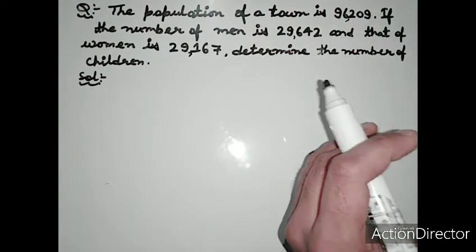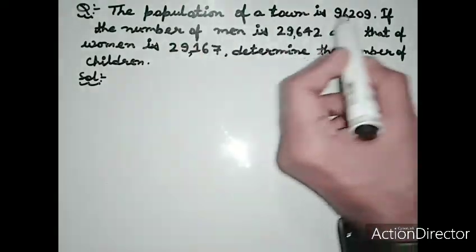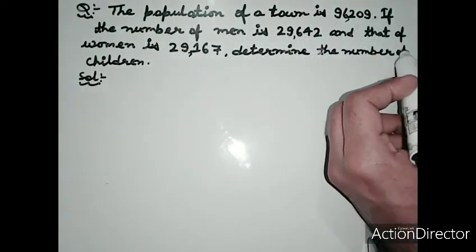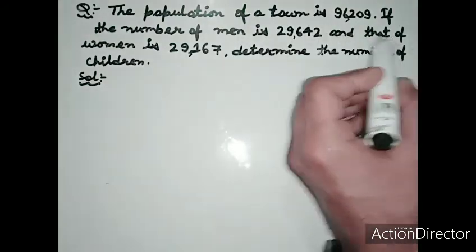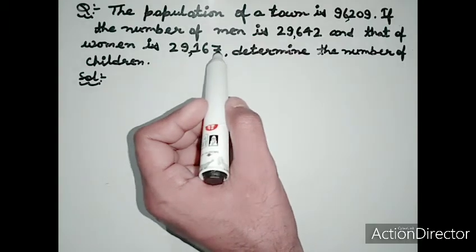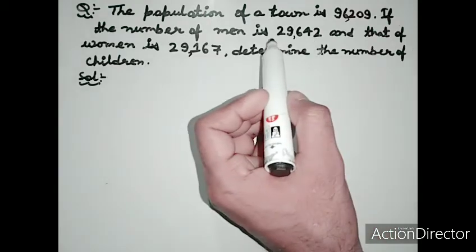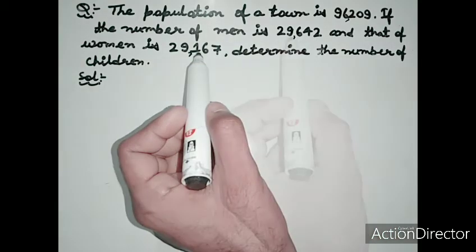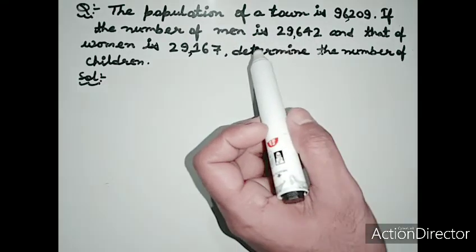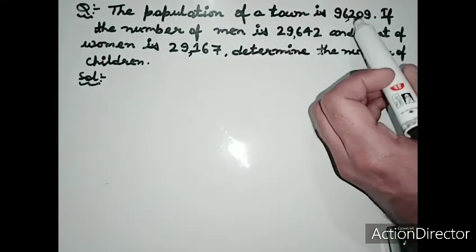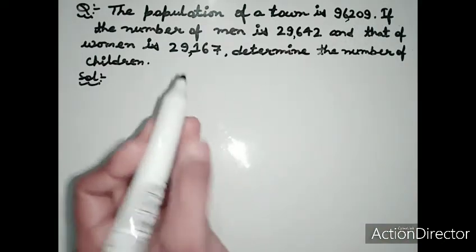So here first we understand the question. We have total population 96,209, the number of men is 29,642, and women 29,167. First we add the number of men and women, and when we get the sum of these two numbers, we subtract it from 96,209. Then we get the number of children.